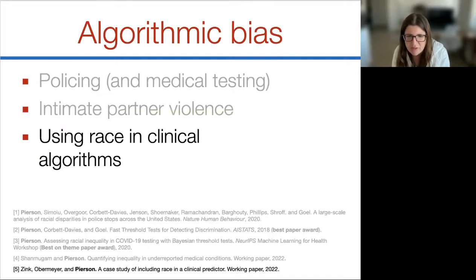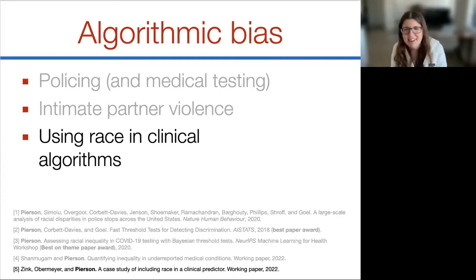I want to make sure I leave a bit of time for questions. So I'm going to move on to the final story, and this is one of algorithmic bias. This is very preliminary work. Until recently, it didn't even have a title. It's joint with Ziad Obermeyer and Anna Zink, and it's about whether we should use race in clinical algorithms.